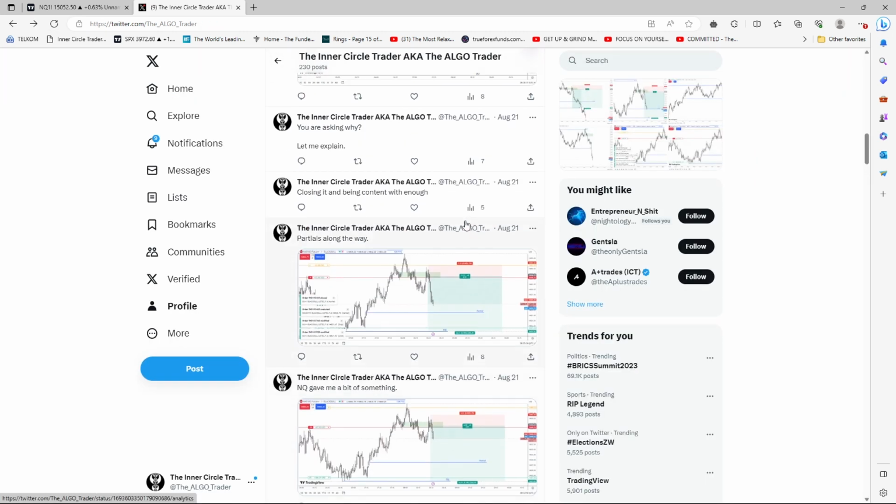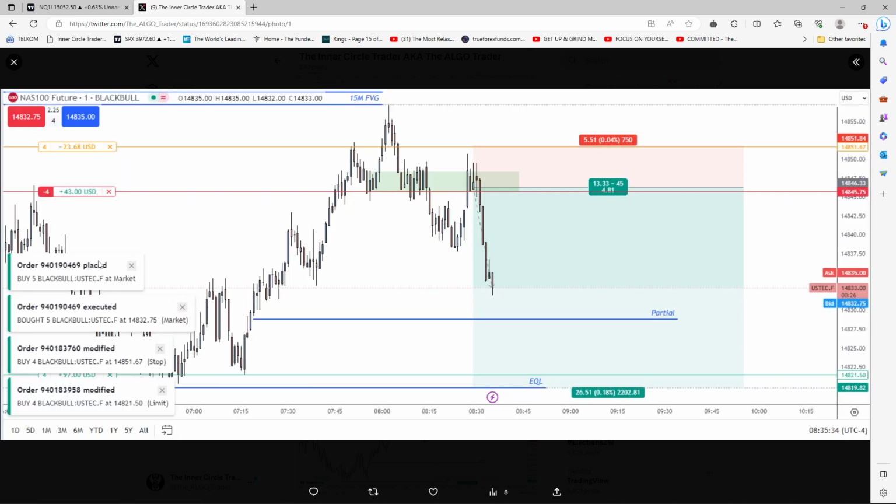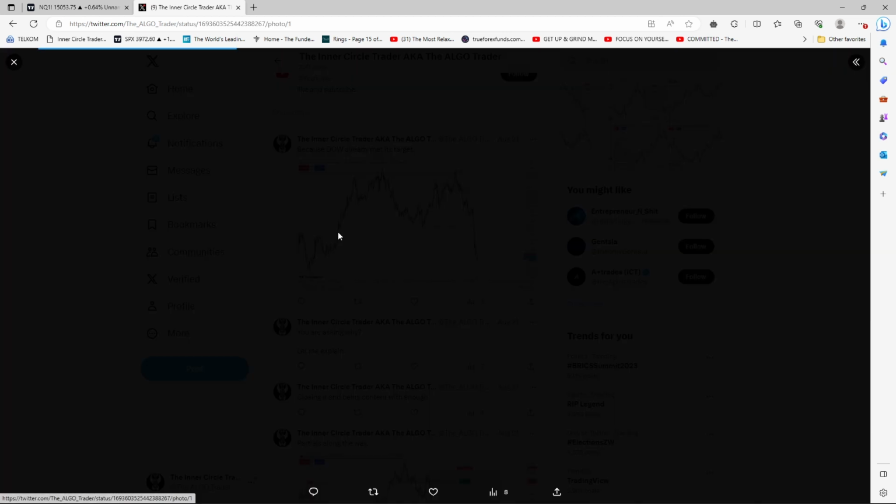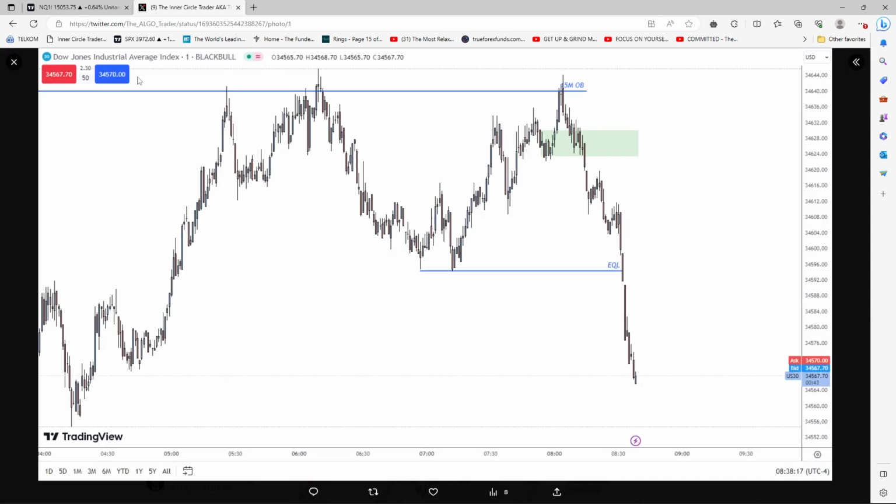So then I posted this one when I took some partials off right there. There we go. There's a low. I took something off. Paid myself partials. After taking partials, I believe I brought the stop to even, I think. And then I closed it, content with enough. And you're asking why, let me explain. On the averages, let's look at the averages.